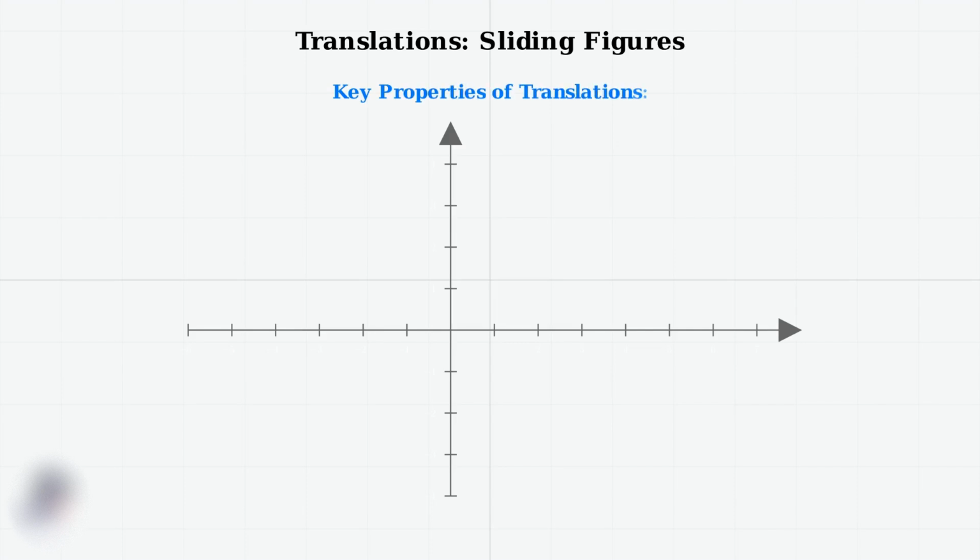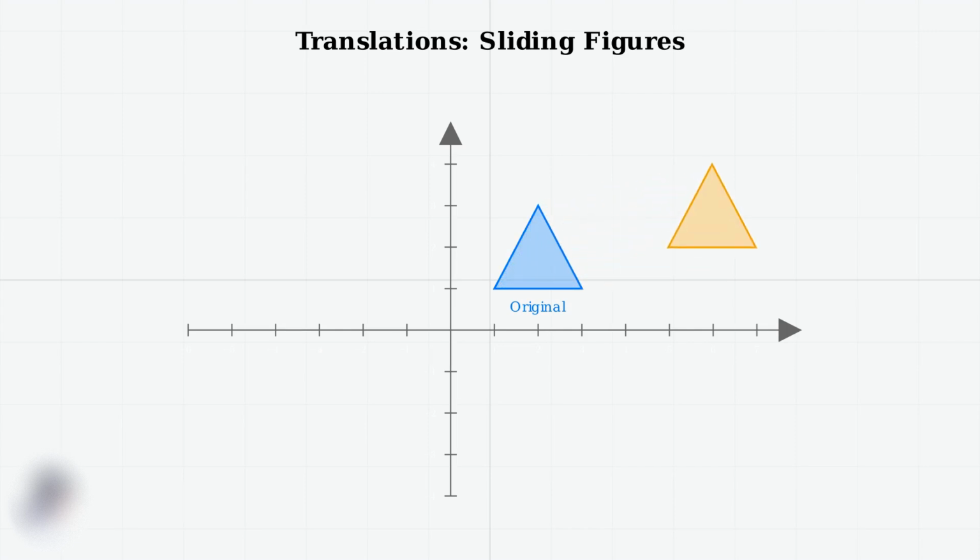Translations have three crucial properties that make them special. First, the size of the figure never changes. Second, the shape remains identical. Third, the orientation, or direction the figure faces, stays exactly the same. Here's a triangle on our coordinate plane. Watch what happens when we translate it. Notice how every point of the triangle moves by exactly the same amount in the same direction. The triangle slides from its original position to a new location. Every vertex moves 4 units right and 1 unit up. The triangle maintains its exact size, shape, and orientation throughout the movement.